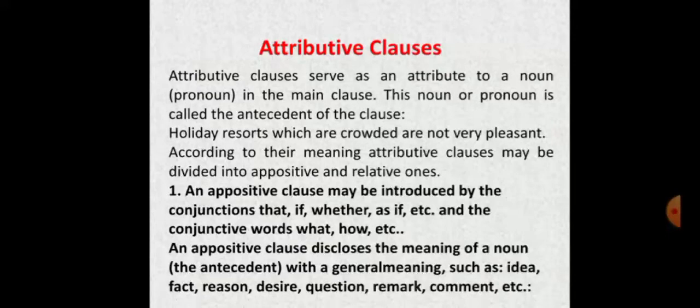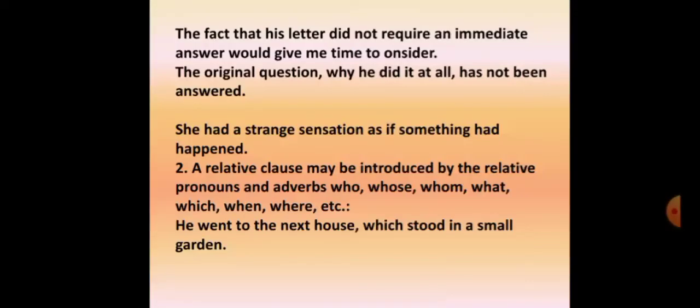An appositive clause may be introduced by the conjunctions that, if, whether, as if, and the conjunctive words what, how. An appositive clause declares the meaning of a noun, the antecedent, with a general meaning such as idea, fact, reason, desire, question, remark, comment. The fact that his letter did not require an immediate answer gave me time to consider. The original question why he did it at all has not been answered. She had a strange sensation as if something had happened.